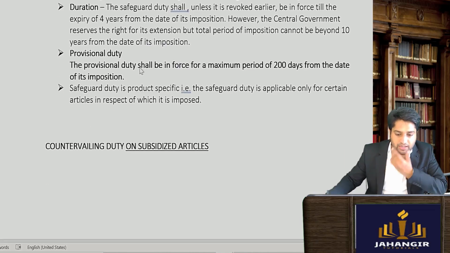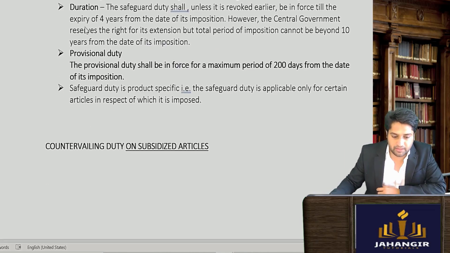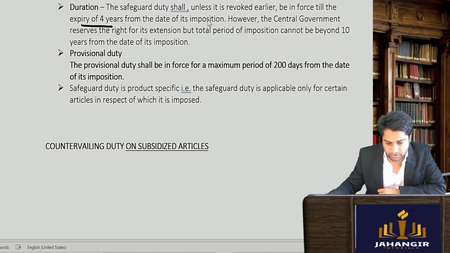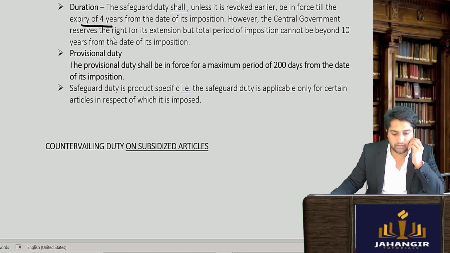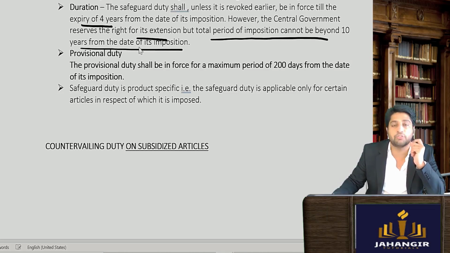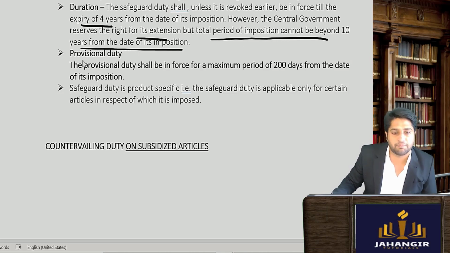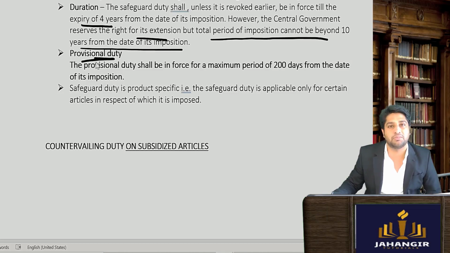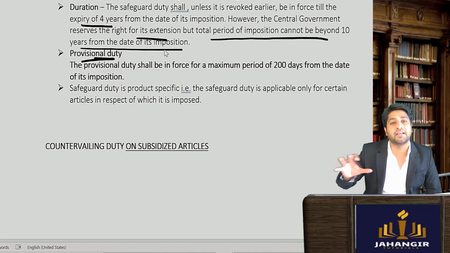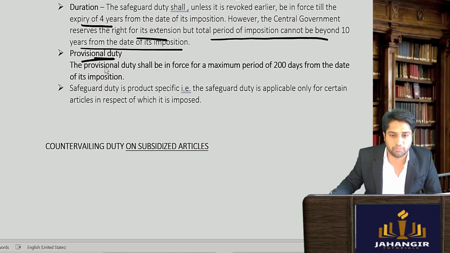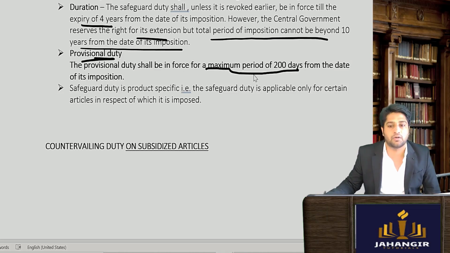Safeguard duty, unless it is revoked, will be in force till the expiry of 4 years from the date of its imposition. However, the central government may reserve the right of its extension, but the total imposition cannot be beyond 10 years from the date of imposition. Provisional duty can also be levied. Provisional means temporary, till the interim investigation is there. So provisional duty shall be in force for a maximum of 200 days only from the date of imposition.